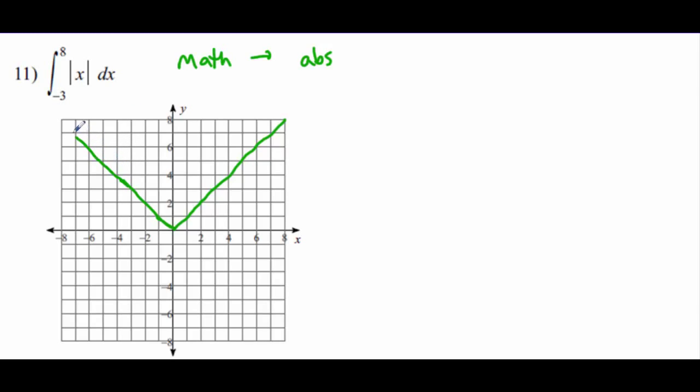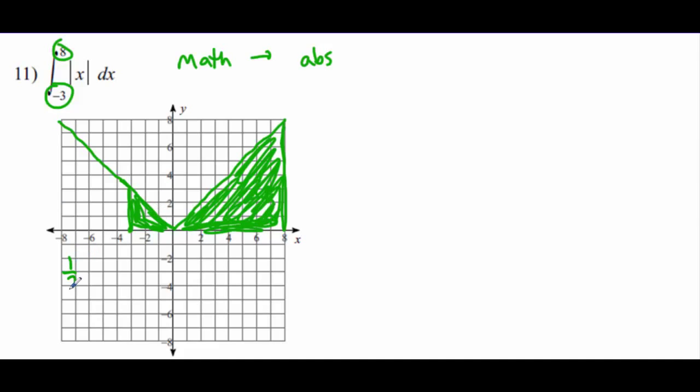But anyway, so we're going to draw our graph, and then what we care about is being between -3 and 8. So -3 is right here, and then 8 is right here. And so what's happening is we're going to find the area of this and this. And so that's two triangles of different sizes. So this first triangle, the base and height are 3. So we're going to have 1/2 times 3 times 3. Second one is a base and a height of 8. So 1/2 times 8 times 8.